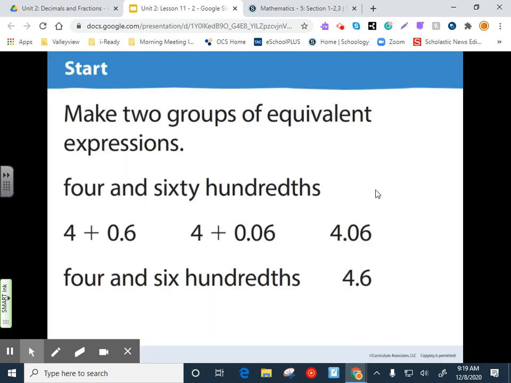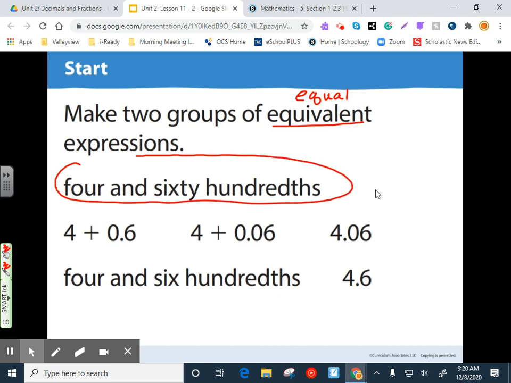All right, so we have all these expressions below, and we want to split them up into two different groups where they're equivalent or equal to each other. Again, equivalent just means equal. So I'll do these in different colors. So we'll do 4 and 60 hundredths. And I know 4 and 60 hundredths looks like that. So we want to find any numbers down here that are equal to that.